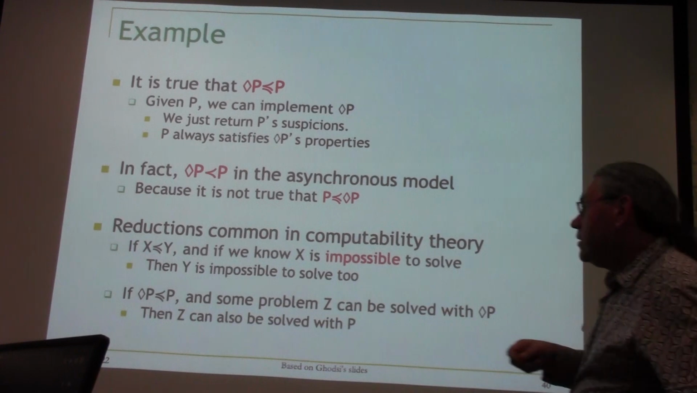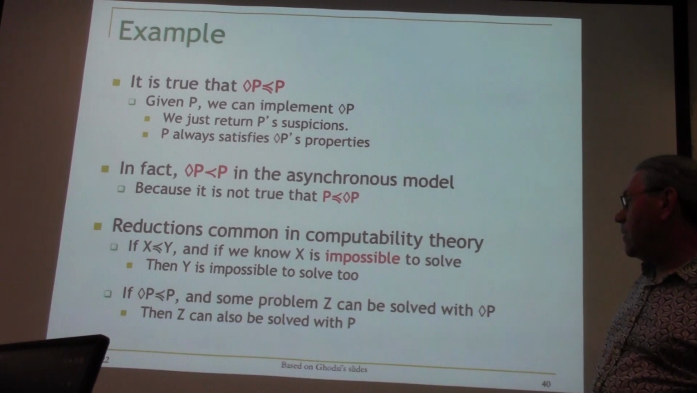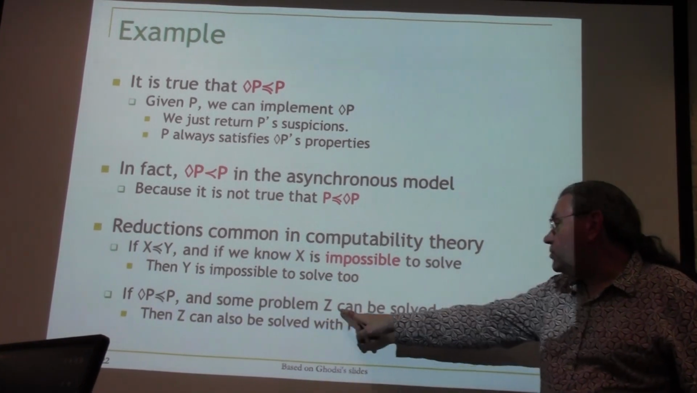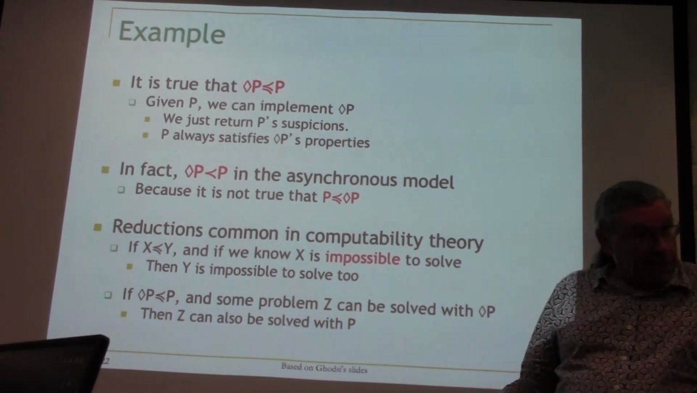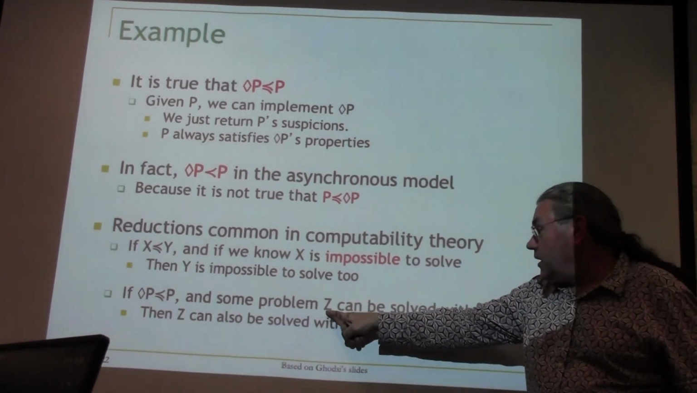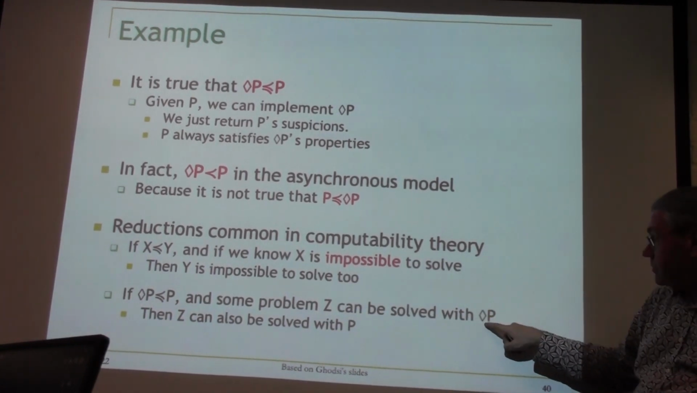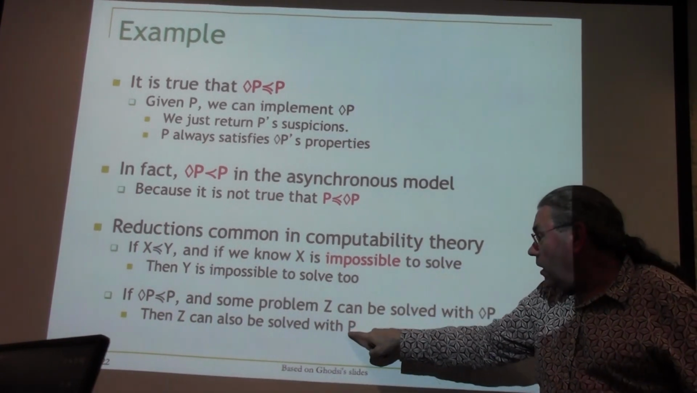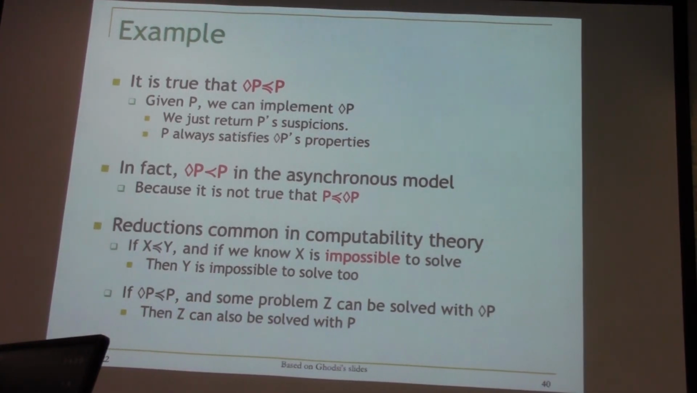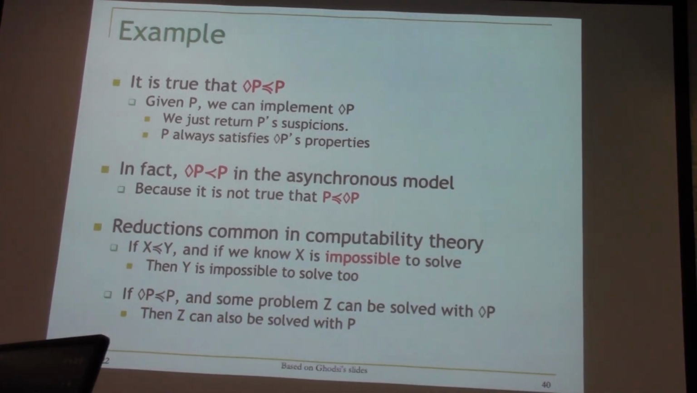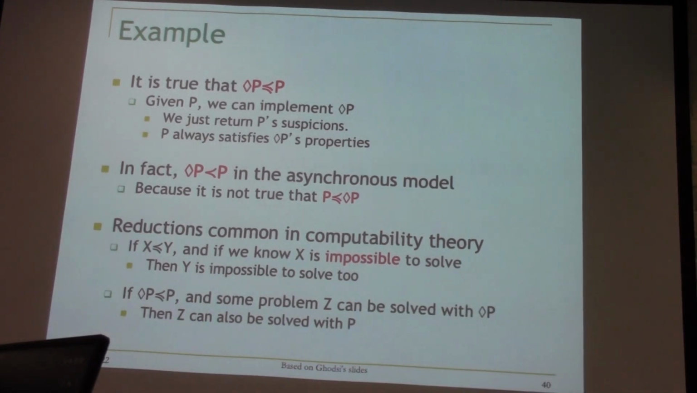So if we know that eventually P is reducible to P, and if some random problem Z can be solved with eventually P, then it can also be solved with P, okay? If Z is such a nice problem that it works even if we make mistakes, then if you give it the version that makes no mistakes, of course it's going to work, okay? That's what we're saying here. But it's said in a very compact way. You see, this is a very compact way of expressing that, huh?